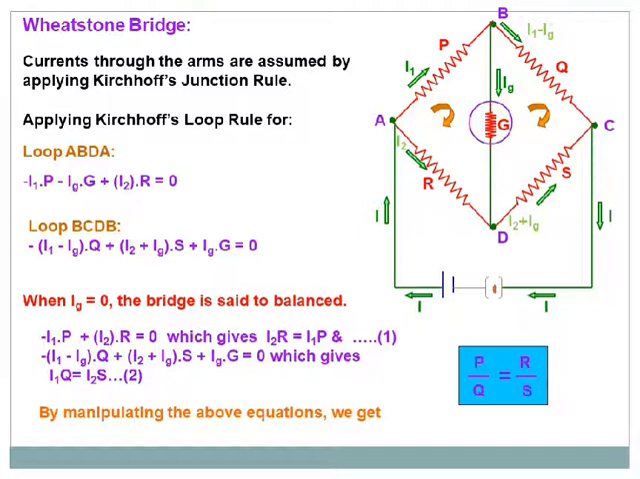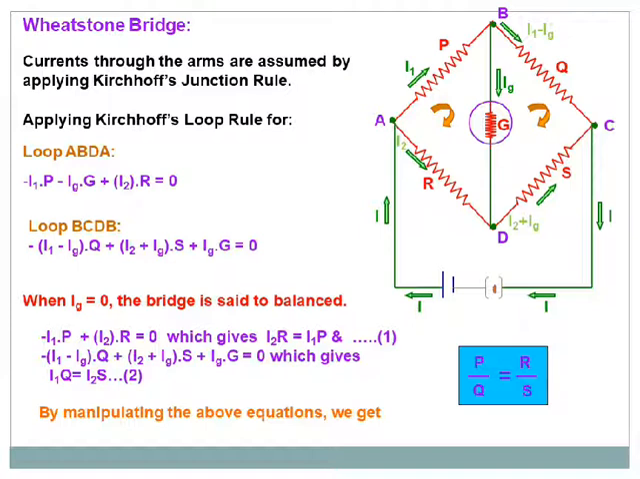So from the first equation you can write I2 into R is equal to I1 into P. As there is a negative sign, we have written it in positive sense. So I2 into R is equal to I1 into P. And by considering the second equation, you get I2 into S is equal to I1 into Q. You can see the calculation.